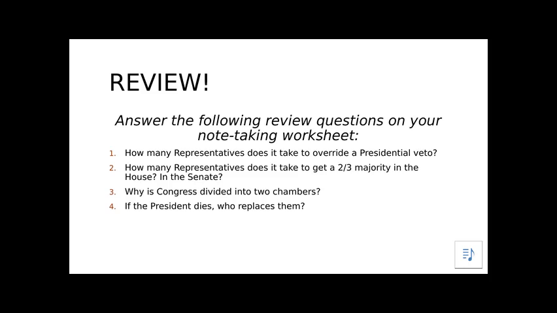Do you know why Congress is divided into 2 chambers? We didn't really touch on this key point, but it's going to be very important for a future lesson when we talk in history about the Continental Congress in a couple weeks. Congress is divided into 2 chambers because one chamber is based on population and one chamber is just 2 senators from each state. It's made to make everything fair, to make sure that the interests of states like California and New York don't trump those of states like Wyoming and South Dakota. And if the president dies, who replaces them? Right, the vice president.